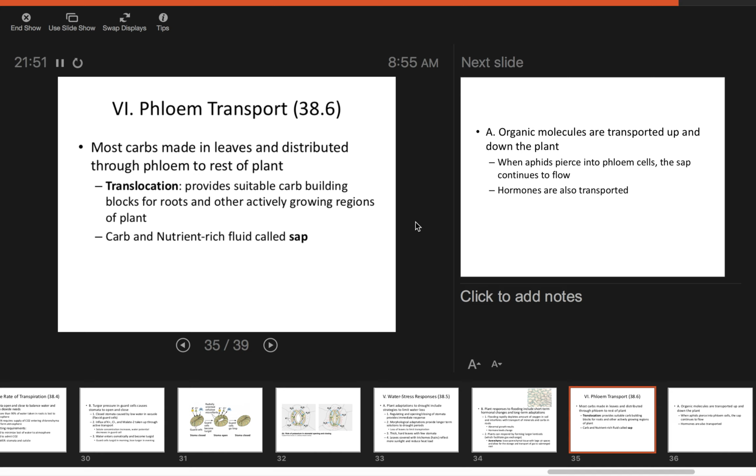So most carbs, aka glucose, sucrose, made in the leaves are distributed through the phloem to the rest of the plant. We call this translocation. So moving sugar is called translocation. The carb and nutrient-rich fluid is called sap.